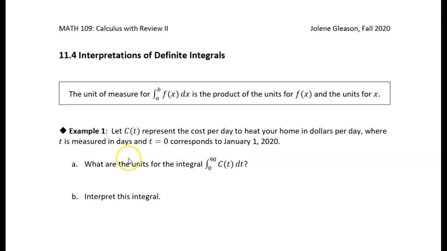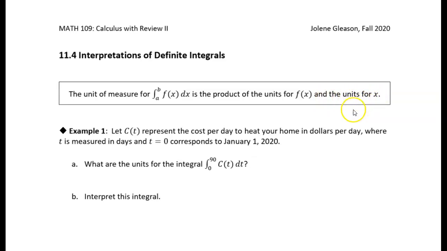In this section, we're going to look at interpretations of the definite integral. And there's really just two main concepts that we're going to talk about today. The first of those has to do with the unit of measure for the integral. So the unit of measure for the integral is the product of the units of measure for the function that we're integrating times the units of measure for x.